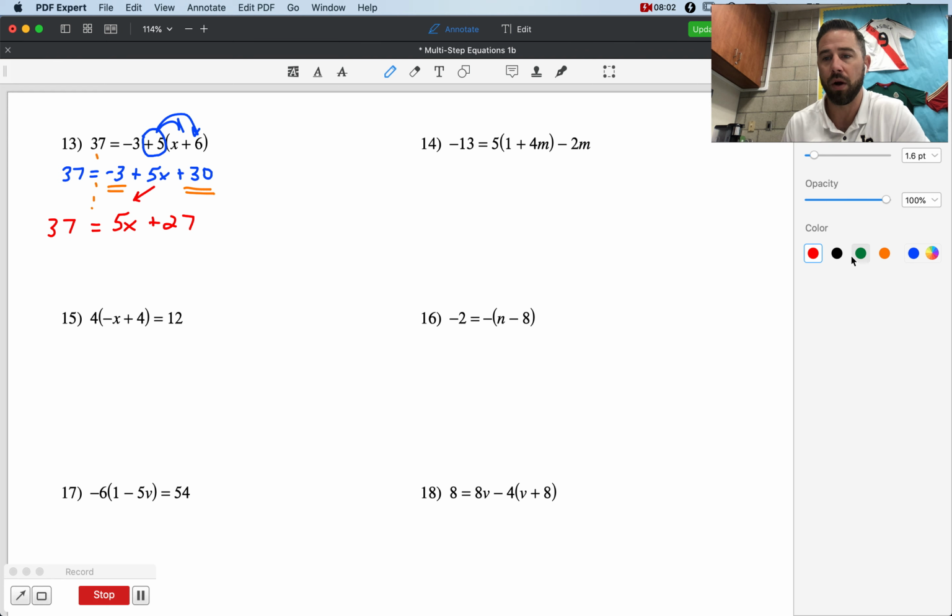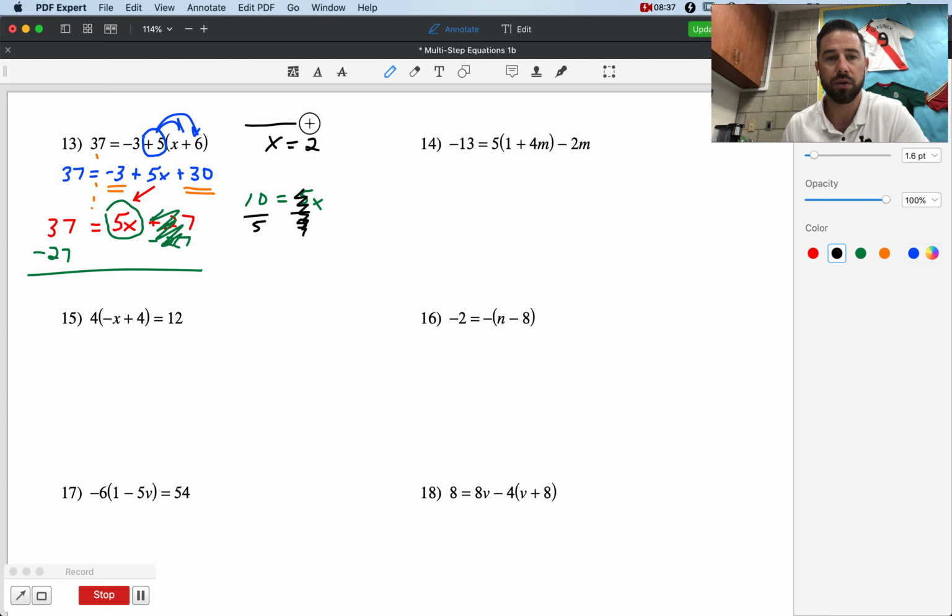And now we're right where we were on the last problem, right? Remember, we want this guy by himself. So we're going to get rid of this 27 by subtracting 27 because it's a positive 27, right? We do the opposite. 37 minus 27 is what? 10. So we have 10 equals 5x. How do I get rid of that 5? Divide by 5 because he's stuck to that x. x equals 2, right? 10 divided by 5 is 2. x equals 2.